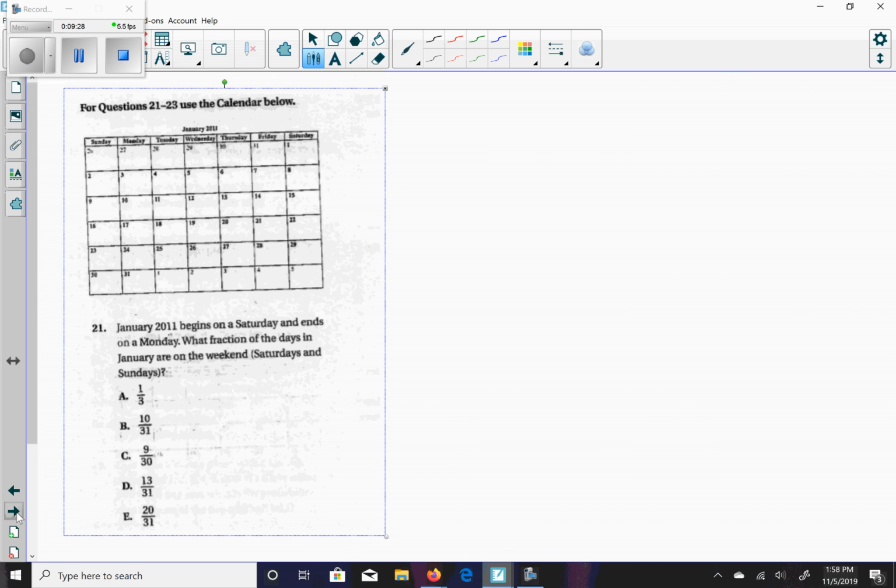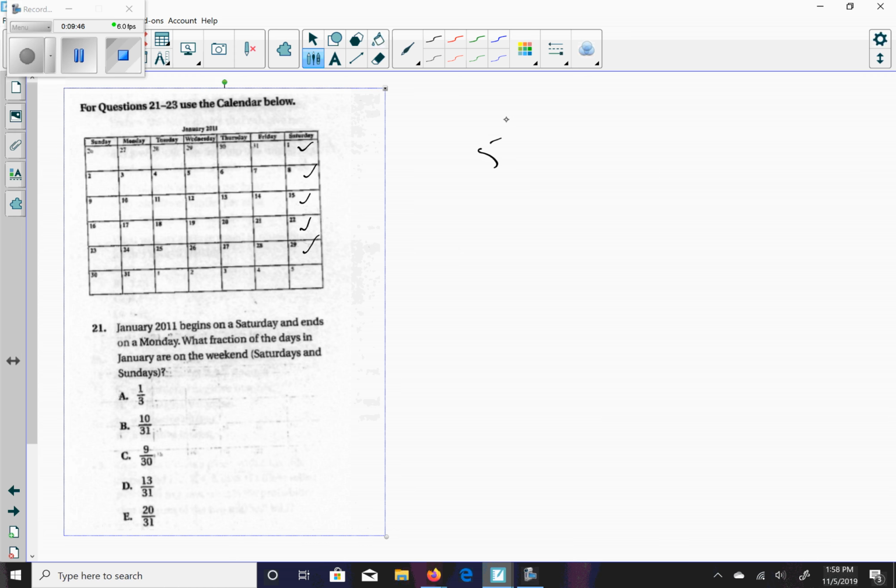For number 21, January 2011 begins with a Saturday and ends on a Monday. What fraction of the days in January are on the weekend? In other words, Saturdays and Sundays. I just counted, since I figured that was much easier. So I'm counting my Saturdays: 1, 2, 3, 4, 5.